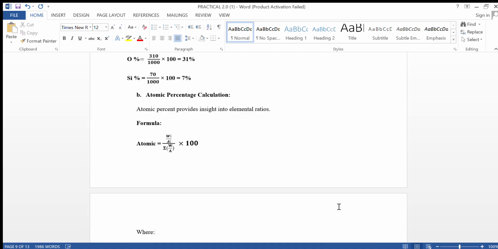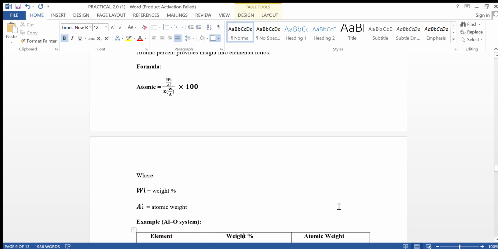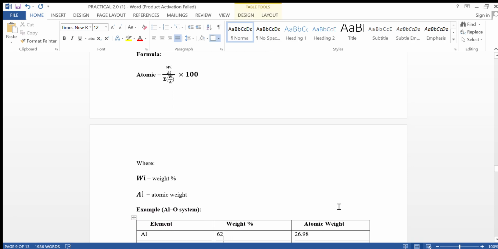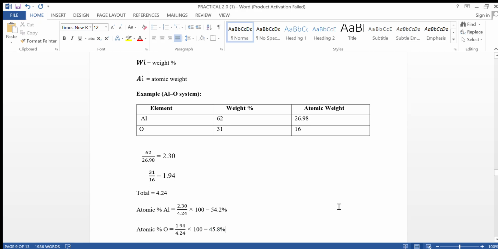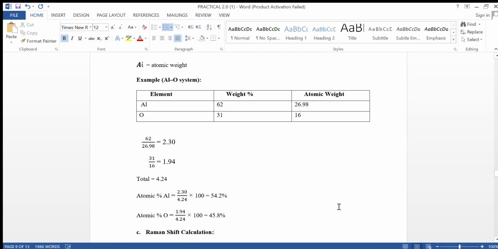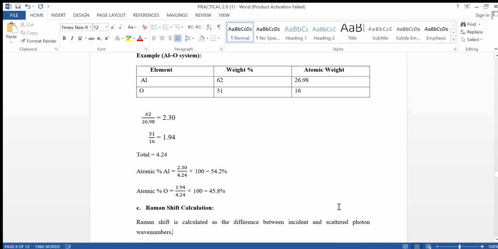Formula is atomic concentration is equal to Wi over Ai, over sigma W over A, multiplied by 100. So we put the values. W is the weight and A is the atomic weight. We put the values and we get the results. Here we put the values in the formula and we get the result for aluminium and oxygen.